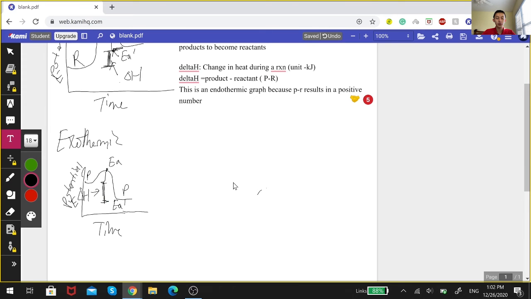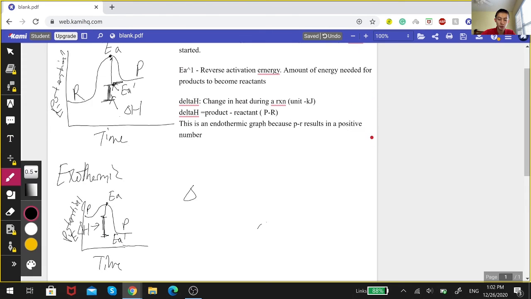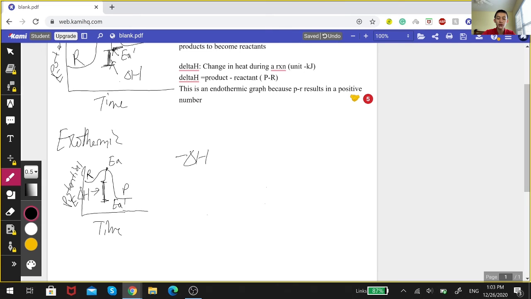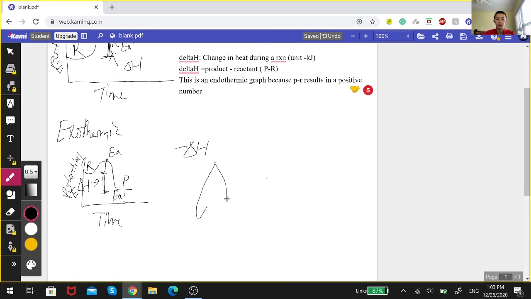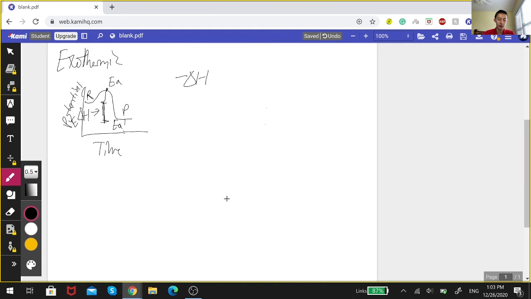Now over here, the heat delta H will be a negative number because the product is a smaller number. The product is smaller than the reactants. So when you have a small number subtract a big number, you get a negative answer. So negative H's stand for exothermic.